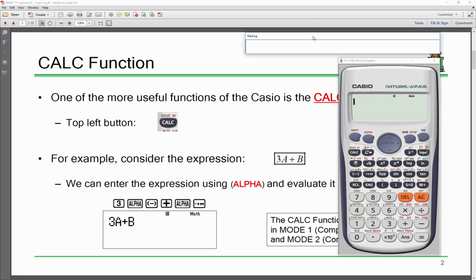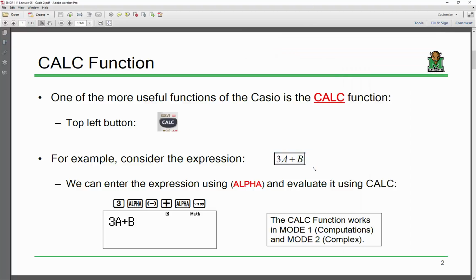So we've got a pretty simple one here in the slide. Let's say we've got the expression 3a plus b. And let's say that this expression is something that we want to evaluate over and over again for varying values of a and b. This is a really simple expression, but there are a number of cases in engineering where you've got the same equation and you need to get different values based on different inputs, and you need to solve the same equation over and over again. Well, if you can just sort of quote-unquote program the calculator with this particular equation, you could solve it over and over again quite easily.